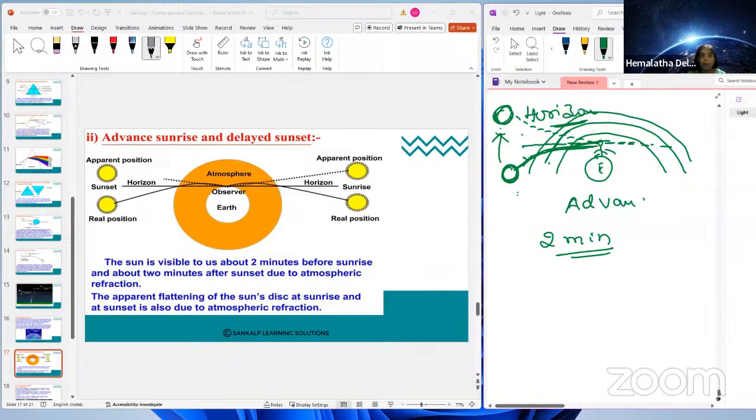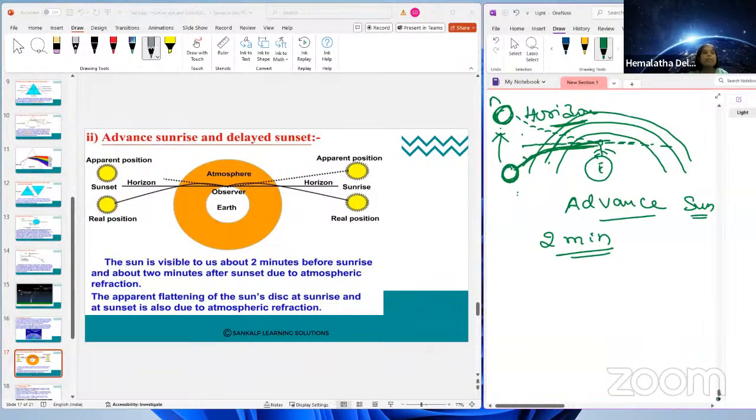Though the sun is yet to rise, you can see it. The sun has not come above the horizon, but we can see it. So that is known as the advanced sunrise. That is actually the apparent position. You can see the apparent position of the sun before the sunrise.